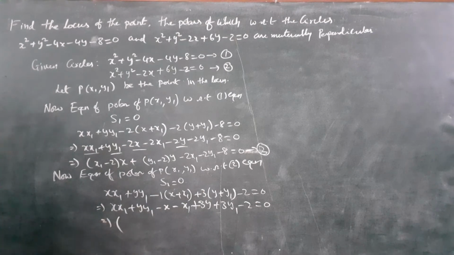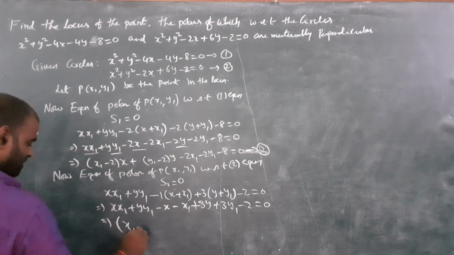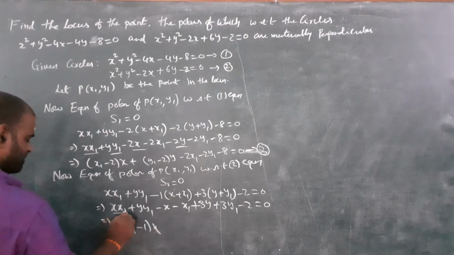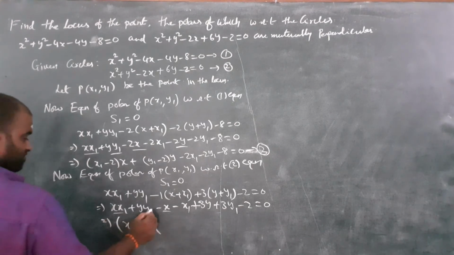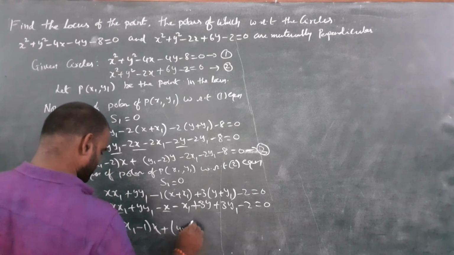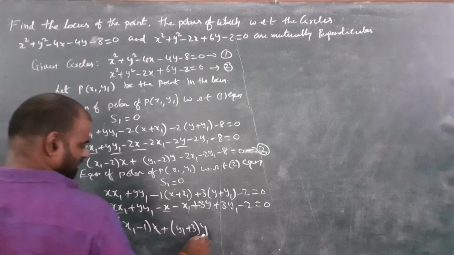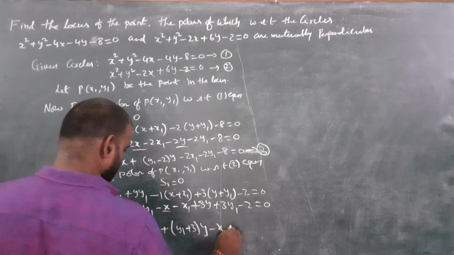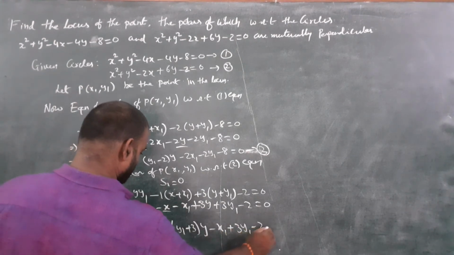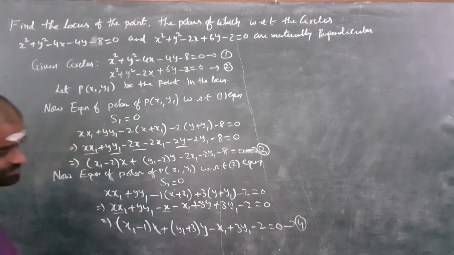Now we take common as x, then what will remain here? x1 minus 1 into x from these two terms, and from these two terms y1 plus 3 into y, and constants are minus x1 plus 3y1 minus 2 equal to 0. This is the fourth equation.